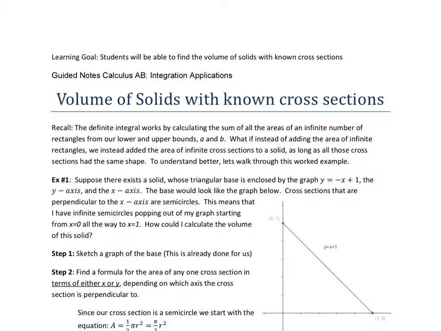I want to remind you guys that the definite integral works by calculating the sum of all the areas of an infinite number of rectangles. So really we add up all these infinite heights, right? But we're adding up all these infinite areas of rectangles underneath the curve, and that gives us our total area underneath the curve. Well, what if instead of adding up the area of infinite rectangles, we instead add up the area of infinite cross sections to a solid? So what is a cross section to a solid?